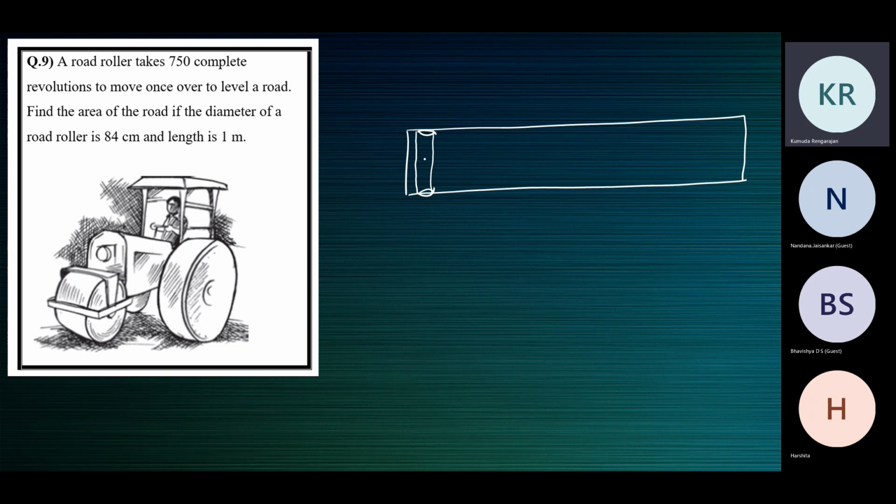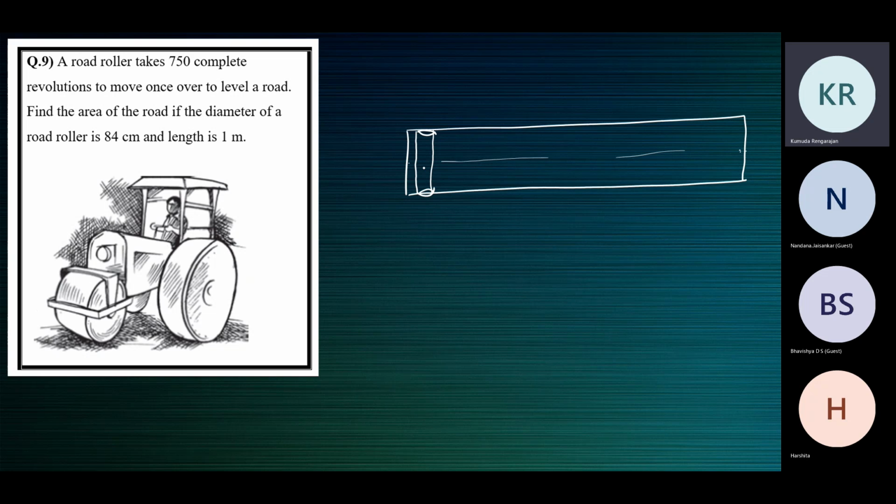Imagine, children, this roller has to roll. This roller has to go 750 complete revolutions to level this road. So it has to roll from here and come till here to level. From this end to this end, it makes 750 complete revolutions.